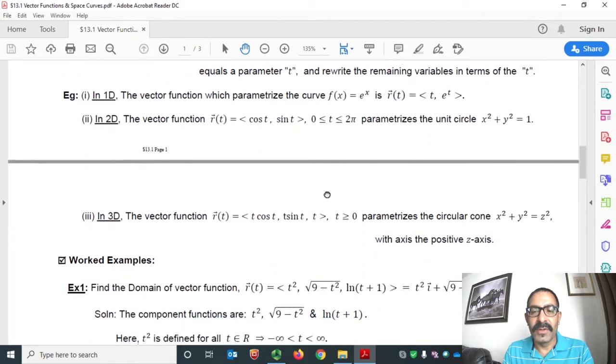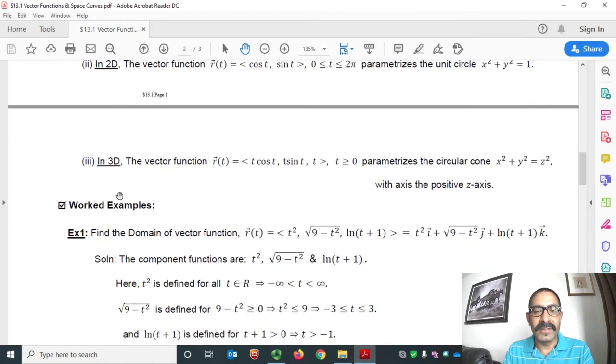Let's move on. Similarly, in 3 dimensions, the vector function r(t) equals the vector with components t cosine t comma t sine t comma t, where t is greater than or equal to 0, parameterizes the circular cone x squared plus y squared equals z squared, with axis the positive z axis.